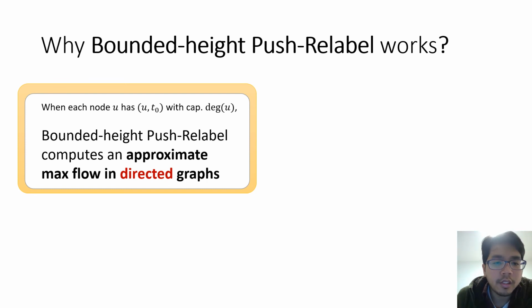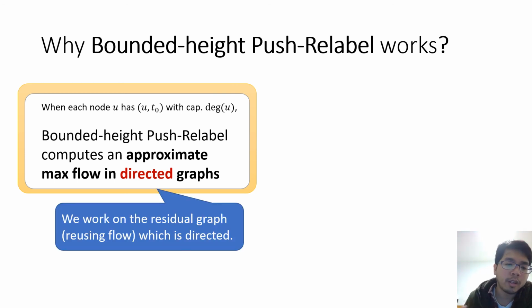So the first reason is this. This algorithm, bounded height push-relabel, actually is an algorithm for computing approximate max flow in directed graphs. Okay, so this is important. This works not in general, but only because in our graph instance each node has an edge from itself to the sink with capacity equal to its degree. So this algorithm computes approximate max flow in directed graphs in some special graph. For general graphs, this is a big open problem, but for this special graph, you can do it fast.